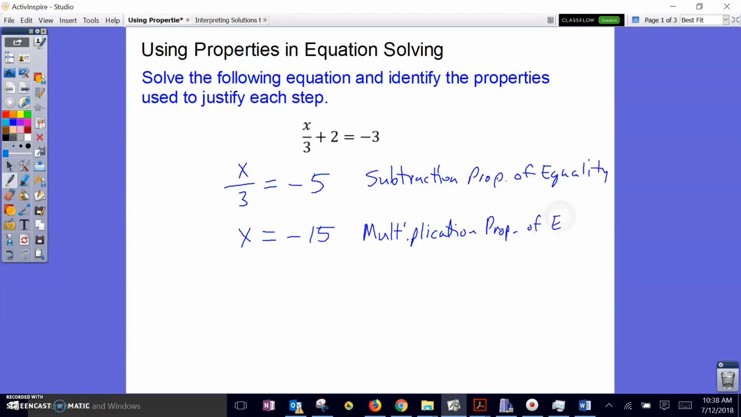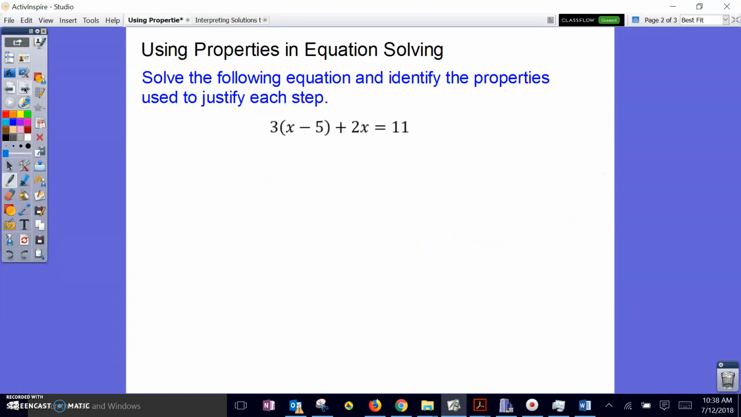Good, easy example for us to start with here. Only 2 steps. And we've solved the equation and used properties to justify both steps. Let's look at the next problem. We're going to solve this and identify the properties that we use. So we've got 3 times the quantity x minus 5 plus 2x equals 11.